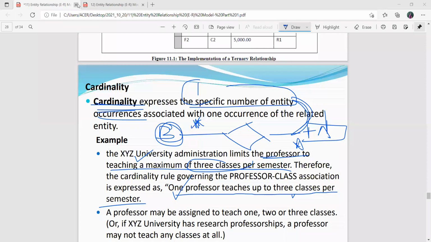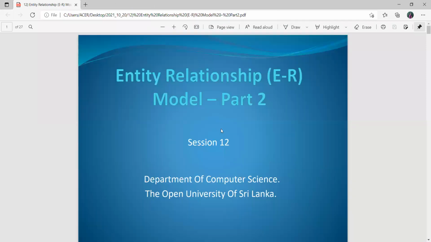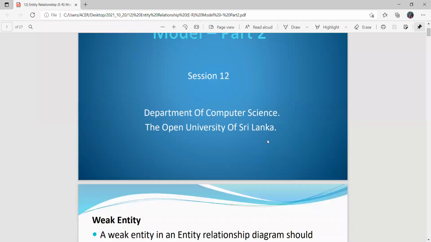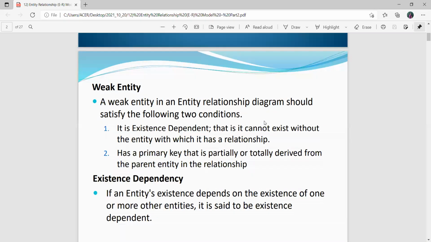Then let's move into our next one. It is also about entity relationship, the second part of this lesson. Let's discuss weak entity. Again, we are going to discuss the entities. So this is about weak entity.